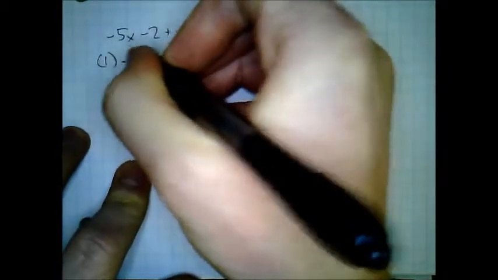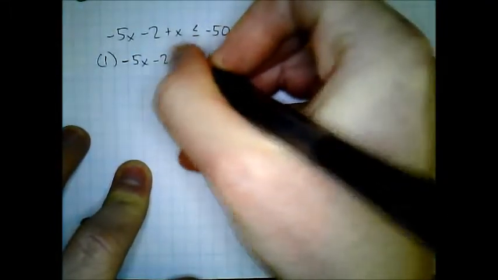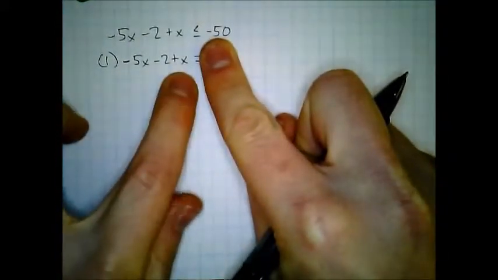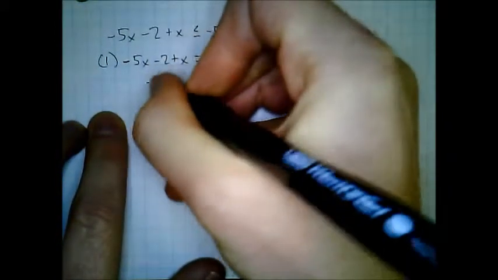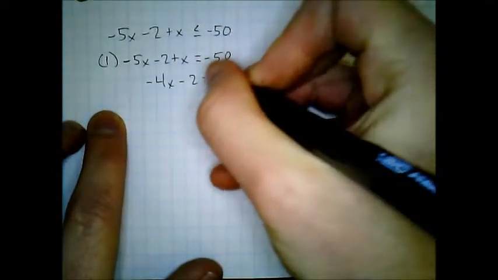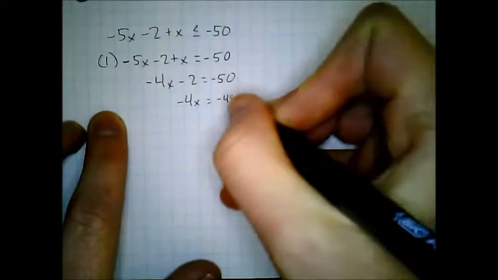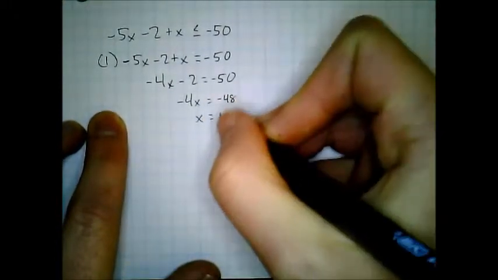Okay, first thing is we find our boundary point. So we change this to an equation. We want to know when this expression will equal negative 50. Okay, we combine our like terms. Negative 5x plus x is negative 4x. Minus 2 equals negative 50. We add 2 to both sides. We get negative 4x equals negative 48. We divide by negative 4. We get x equals 12.